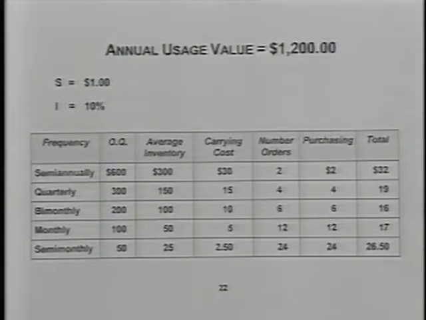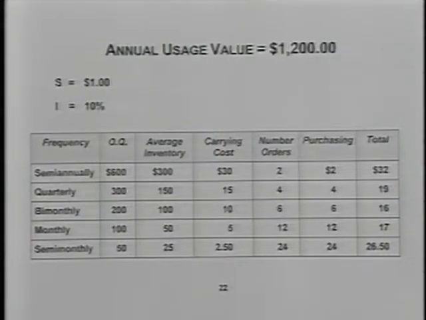So looking at the data that's on page 22, we start off on the top with annual usage value of $1,200. Similar annual usage value that was in our ABC analysis. S is the purchase order cost of $1, and I is the carrying cost of 10%. We're using these low figures to make it easy for both of us as we go through this particular analysis. Now, looking at the data in our particular exhibit here, and starting with the left-hand side, we're going to look at 5 different frequencies of ordering.